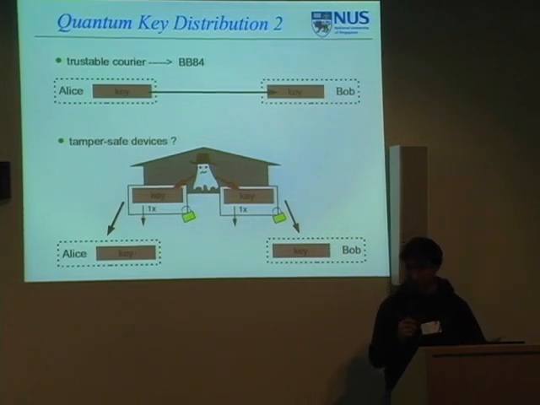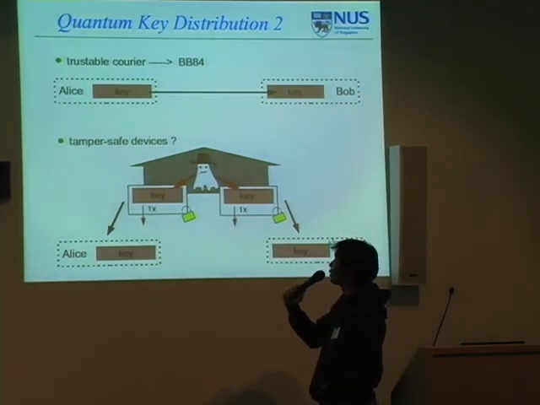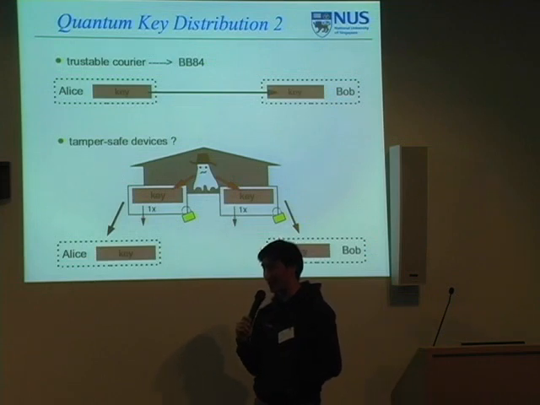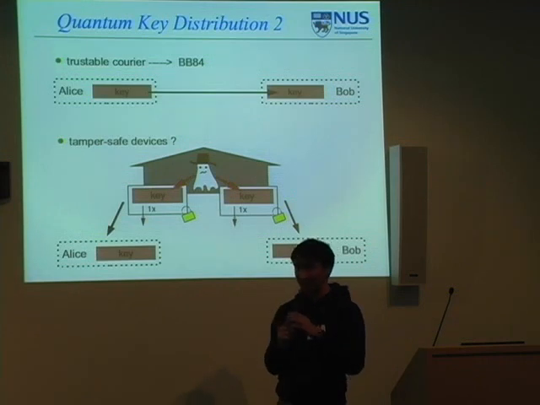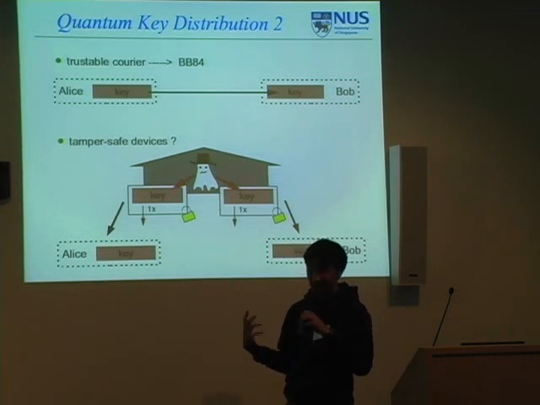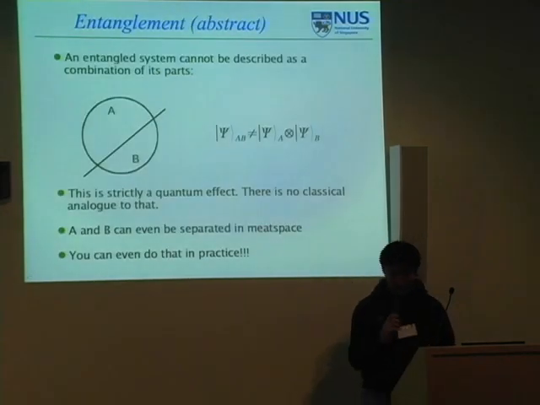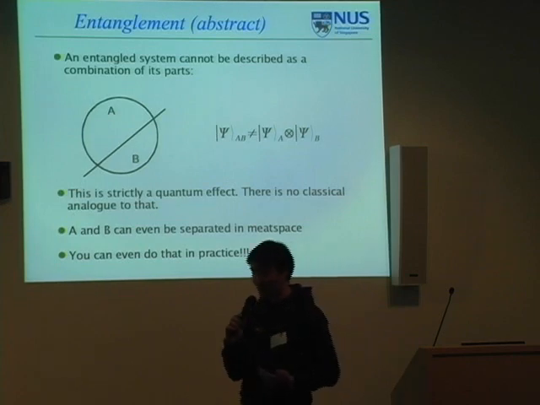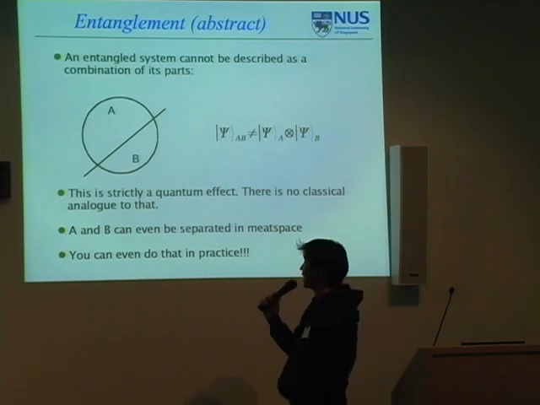So the first way using trusted couriers is BB84, okay, where Alice encodes information into single photons and sends it to Bob. But are there ways where you can encode the information into tamper-safe devices, okay, such that Alice and Bob can get the key and they have correlations from these tamper-safe devices? It turns out that, yes, there is such a system. There are such tamper-safe devices available, and they employ a concept in physics called entanglement, okay?